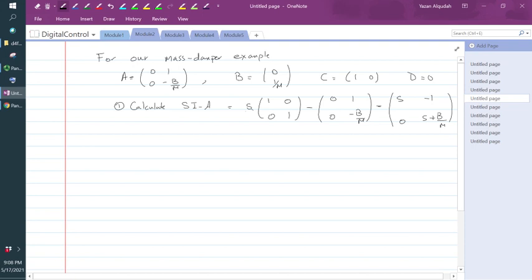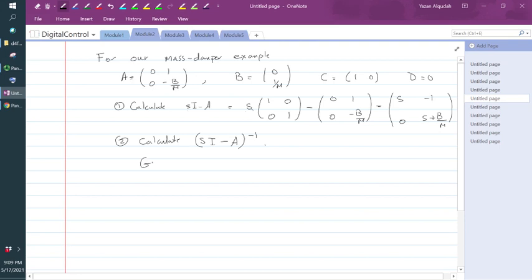Okay, so next we need to calculate the inverse. So we need to calculate (sI - A)^-1. Of course, s here is a small letter, even though I wrote it as capital. How do I obtain the inverse of a 2 by 2 matrix? So let's put it on the side here.